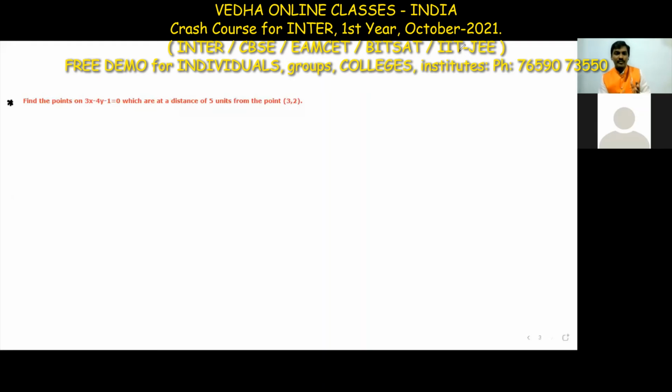Here, find the points on 3x minus 4y minus 1 equal to 0, which are at a distance of 5 units from the point 3 comma 2. From the point 3 comma 2. This is an intermediate board model paper question, given for the 2021 exam. They gave one model paper, and in that they gave this question.